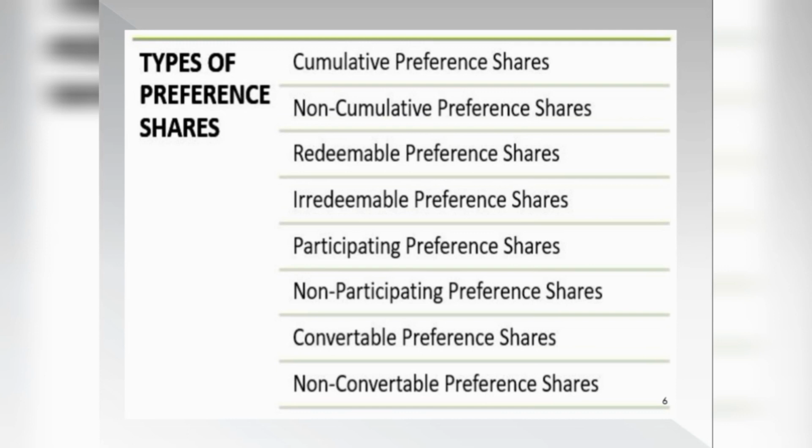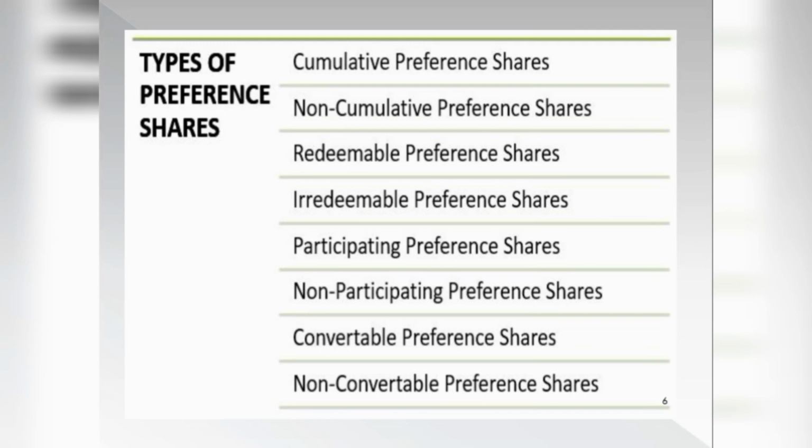The next type is participating preference shares. The articles of association may contain a provision to the effect that after dividend has been paid on the equity shares at a specified rate, the holders of the preference shares will have a right to participate in the remaining profits in addition to the ordinary preference dividend. Such shares are called participating preference shares. So they will have an edge over the other preference shareholders.